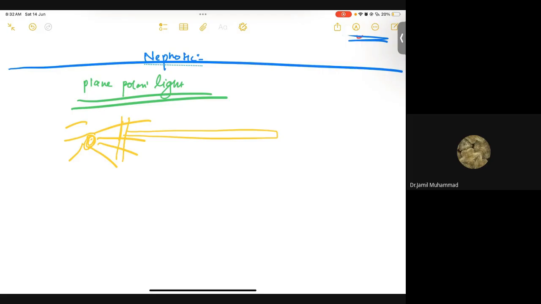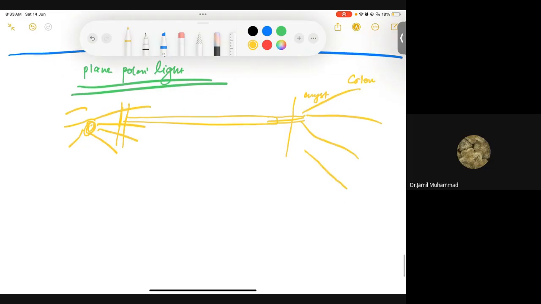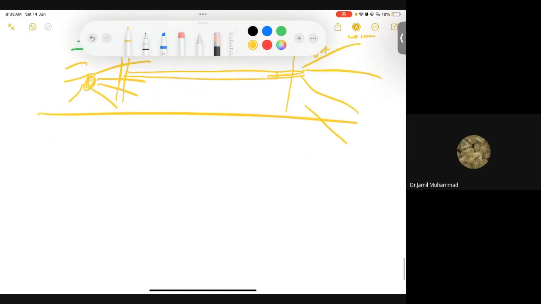So whenever this plane polarized light falls on certain crystals, they're going to give you characteristic colors of different wavelengths, right? The crystal is going to allow only the reflection of certain wavelengths, and the colors have different wavelengths. Keep that in mind. This concept is going to be used here in amyloidosis, right?